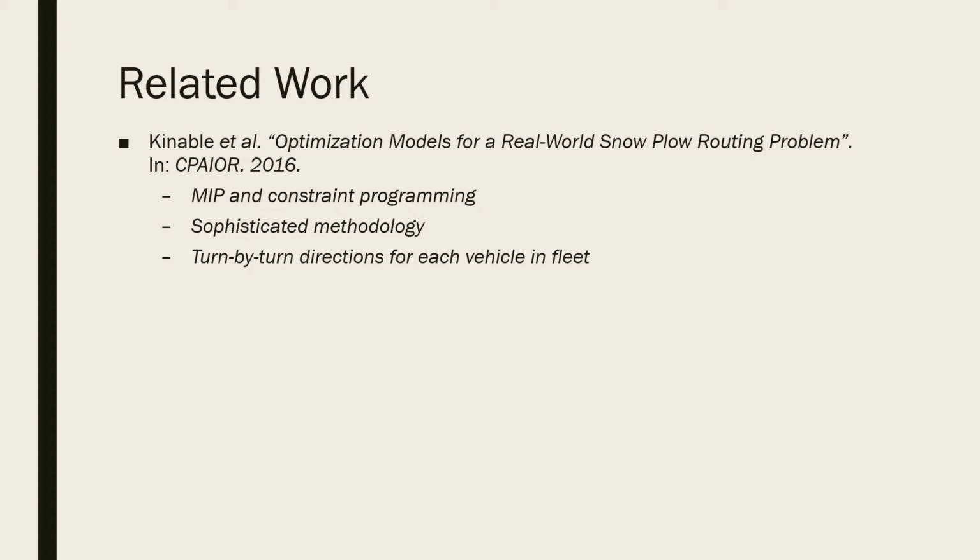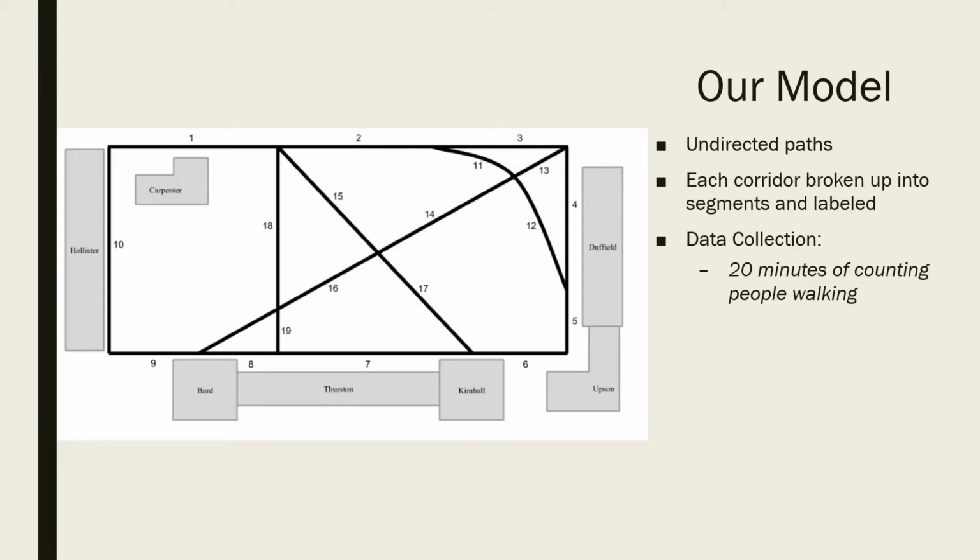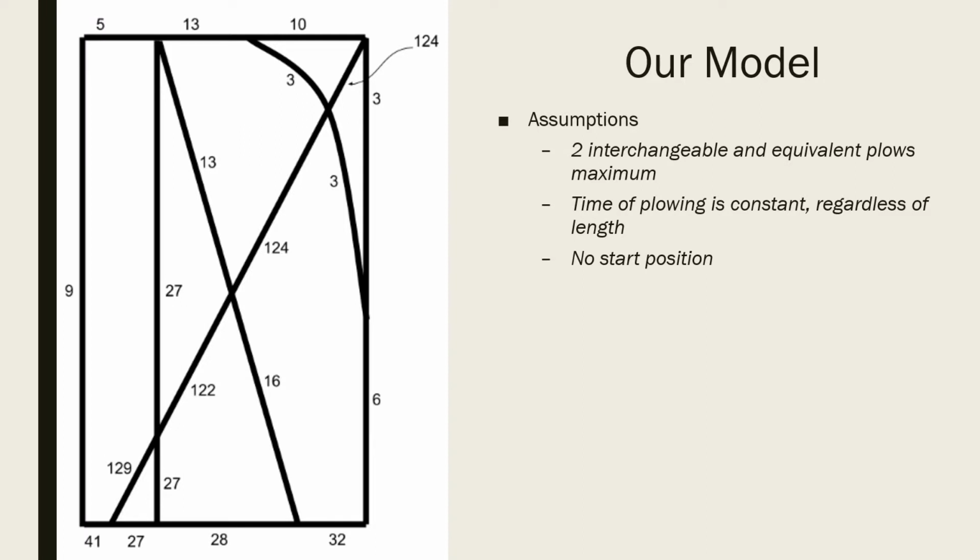of fuel. With our model, we modeled the engineering quad as an undirected 20-path system. Each corridor was broken down into segments and labeled with numbers 1 through 20. For data collection, we spent 20 minutes counting people walking throughout the engineering quad on a sunny Ithaca spring day. At our left, we see the data that we collected.